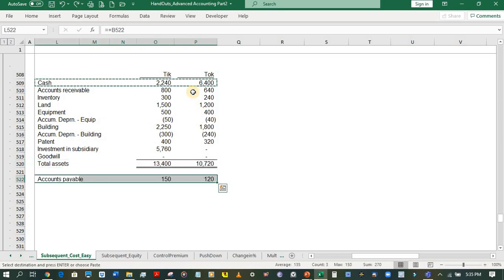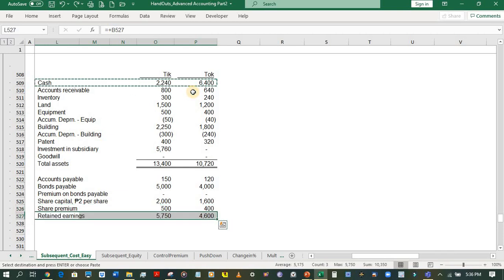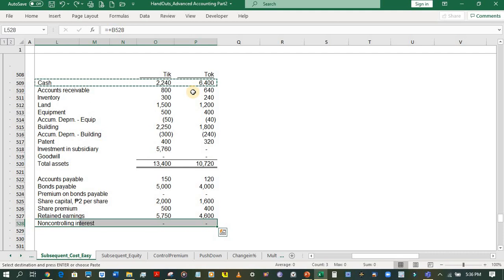Then accounts payable is 150 and 120. Bonds payable. Then I already included another account, which is the premium on bonds payable, because in our eliminating entry there is an account that should be recorded for premium on bonds payable. Then share capital. Next is share premium and retained earnings. Then non-controlling interest. Again, I have included non-controlling interest because the consolidated financial statements shall include a non-controlling interest, and that is under the shareholders' equity. So this is the total liabilities and equity of both the parent and subsidiary company.